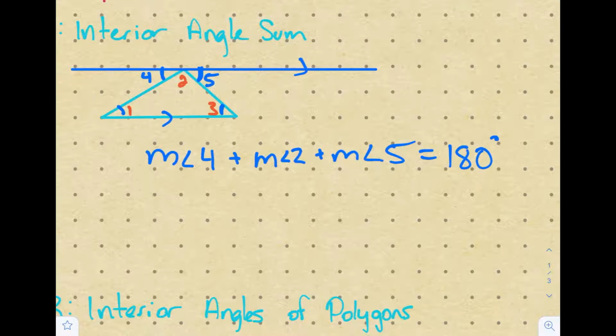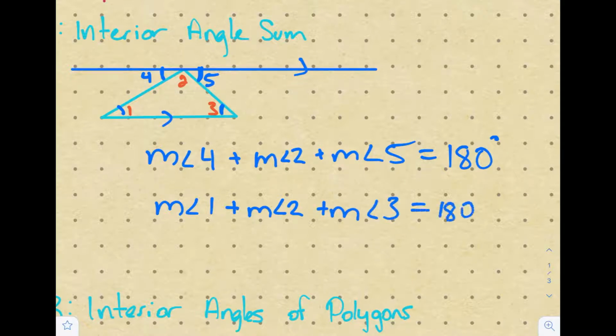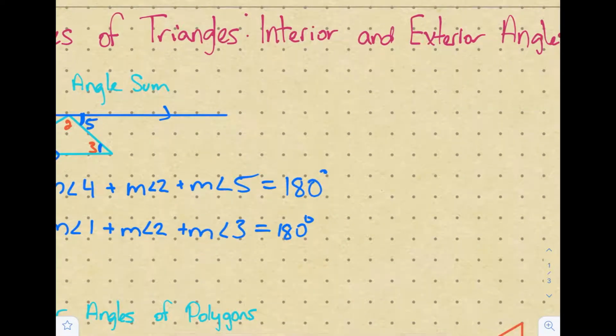Then because angle 1 and angle 4 were the same, I can just substitute that in. Because angle 3 and angle 5 are the same, I can substitute that in. So the sum of all three angles of a triangle is 180 degrees. If we know any two angles, we can always find the third.